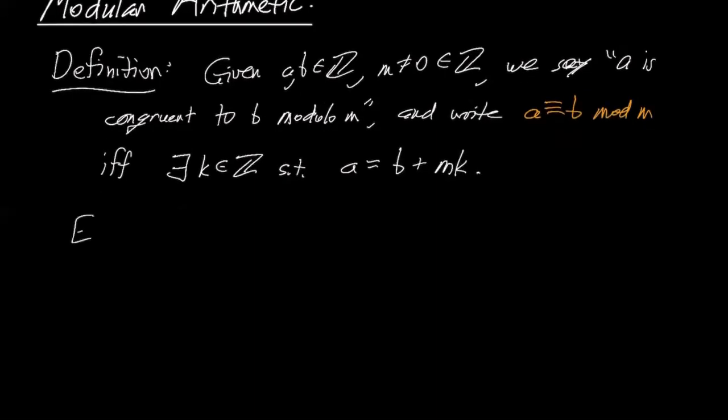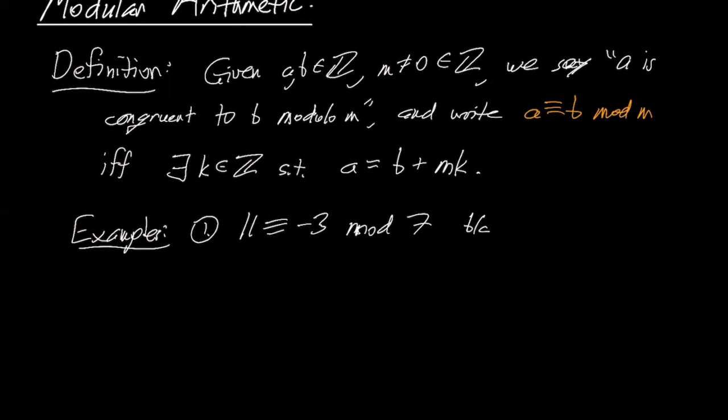And as an example, or examples, we could say something like 11 is congruent to -3 mod 7. Because why? Because can we solve the equation 11 equals -3 plus 7 something? 7 times what? Well, if you take -3 and you shift it up by 7 twice, right?